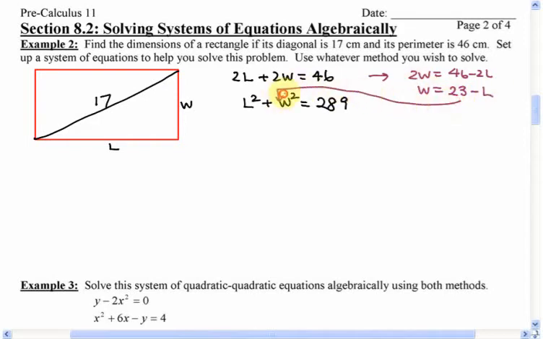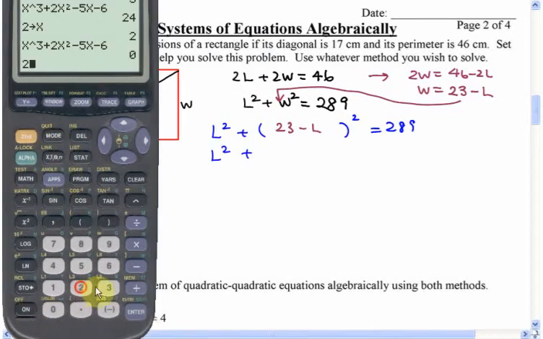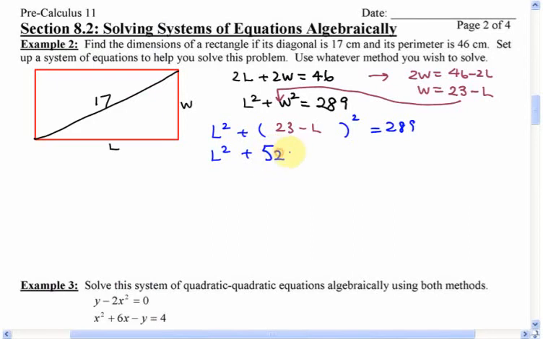Going to take that and substitute it into our second equation now. So we get l squared plus (23 minus l) all squared equals 289. L squared plus, what's 23 squared? Too tired right now. Let's go to your graphing calculator or calculator. 23, 23. Oh yes, 529. I should have remembered that.